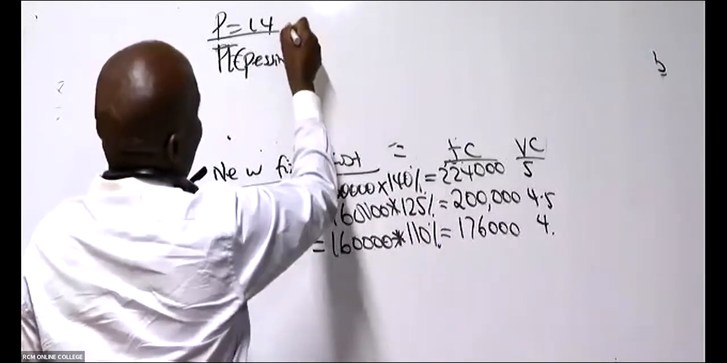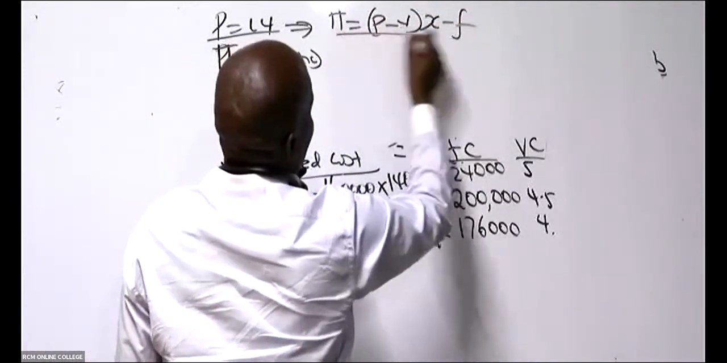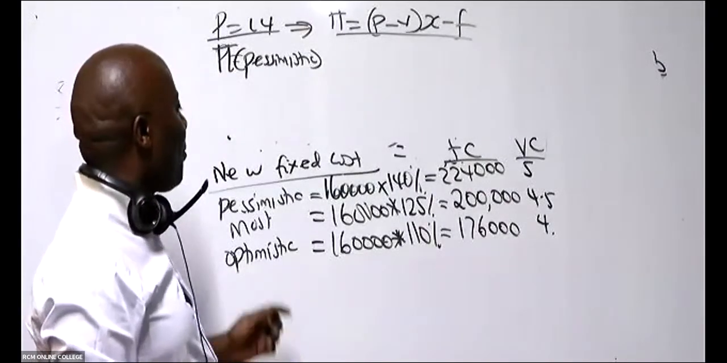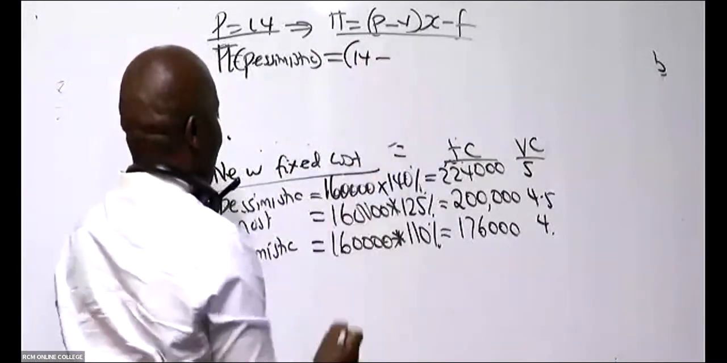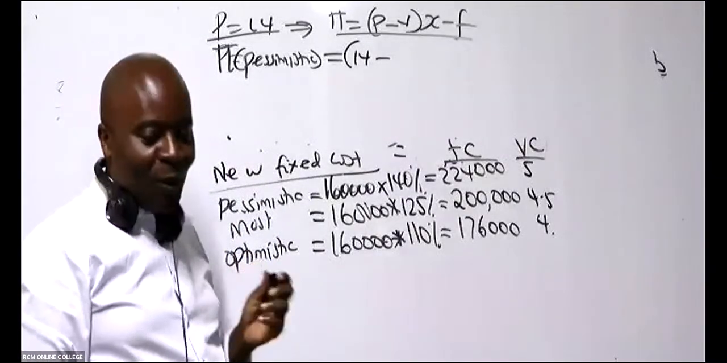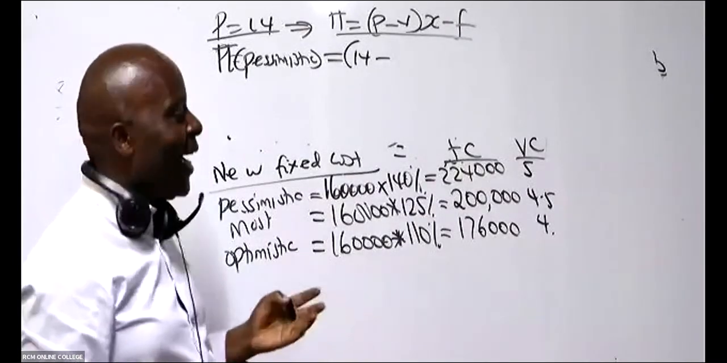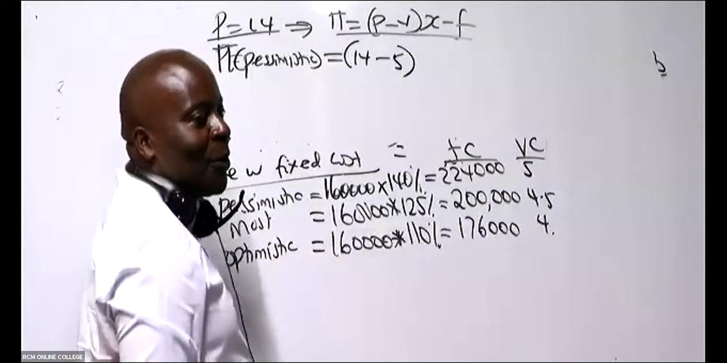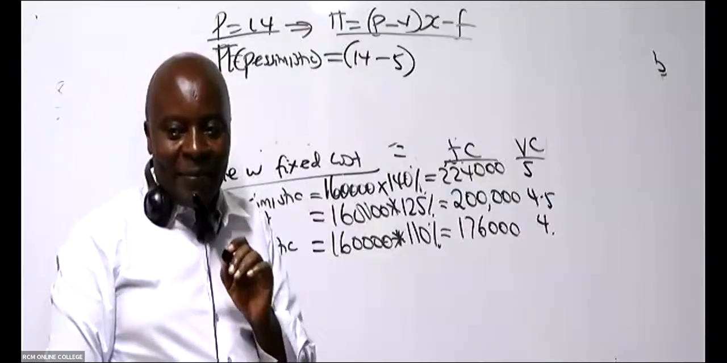We know that profit equals P minus V. If we charge a price of 14, then the price here will be 14. Under pessimism, are you able to see the variable cost? Pessimism, what is the variable cost? 5. Under pessimism, at the price of 14, are you able to see the quantity?